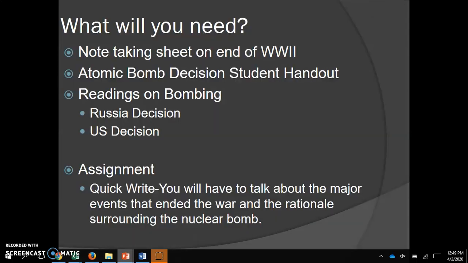All right, so as per usual, here's what you'll need. You will need the note-taking sheet on the end of World War II. That's posted on Canvas. We won't be using that for this video, but we will use it for the next one. Then you'll need the atomic bomb decision student handout, again for the next video. There's two brief readings, one from a Russian standpoint and one from a US standpoint, again for the next video. And then another quick write about this stuff. Again, trying to keep you honest, making sure you're doing your work, making you think about it, reflect on it so that we can be prepared for the AP exam. So let's get started here.